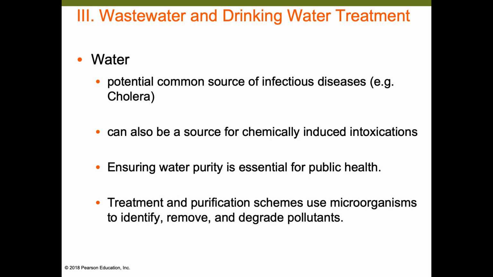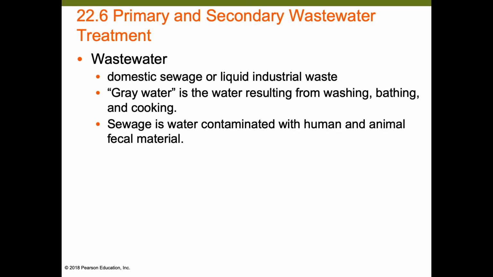And so in our processes for treating and cleaning water, we often use microorganisms. Microorganisms can tell us if the water is contaminated, because if there's a lot of organic pollutants, you'll see a huge influx of the numbers of microorganisms. They can remove pollutants, and they can degrade pollutants. And so there's a couple of different kinds of water and wastewater that we'll talk about.